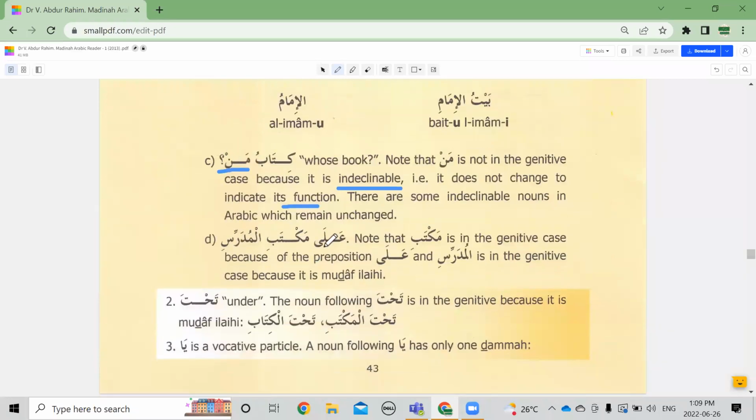The next point is we have another fragment here. We have alal maktabil mudarris. What does this mean? This means on the table of the teacher. So what do we have here? When we have this part, maktabil mudarrisi. Maktabil mudarrisi, what is this? This is the murakkab idhaafi, right?